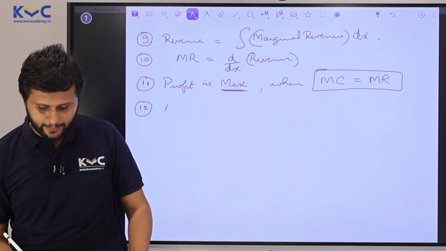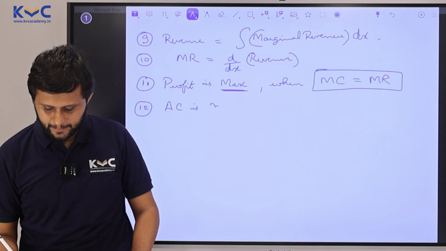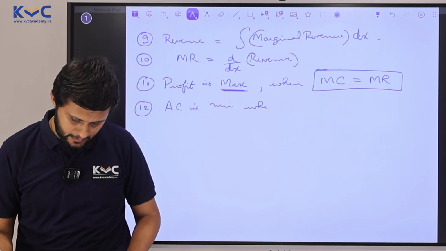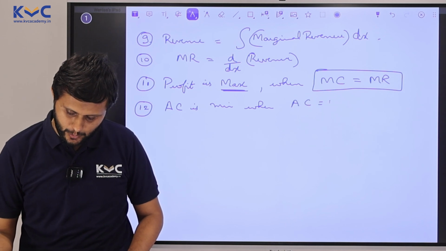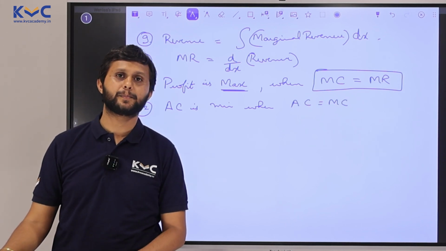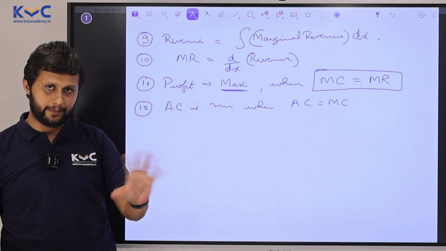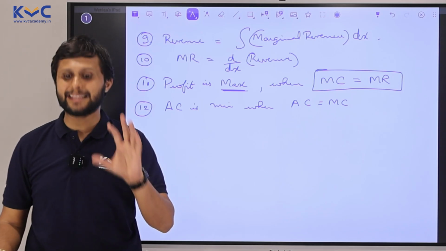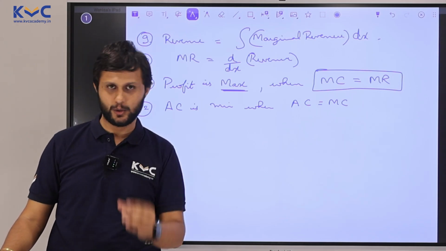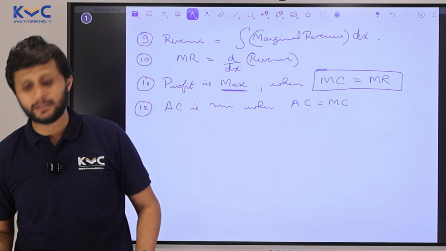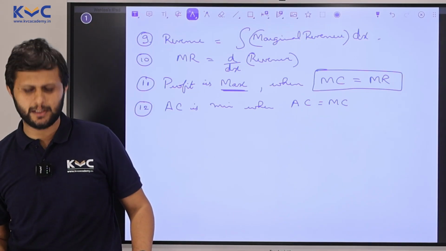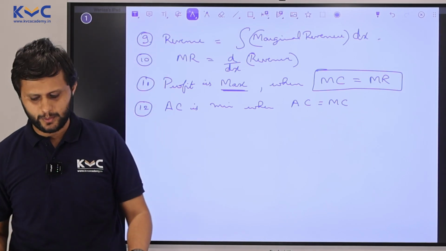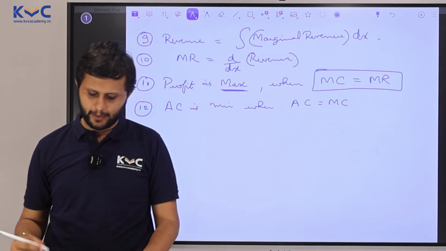Next we have average cost is minimum. Average cost is minimum when average cost is equal to marginal cost. When we divide the total cost by the number of units, we get average cost. So when is that minimum? I want my average cost to be minimum only when average cost is equal to marginal cost. Now this concept I think was there in economics also. Fine. So you can borrow it from there, or we can remember it over here.